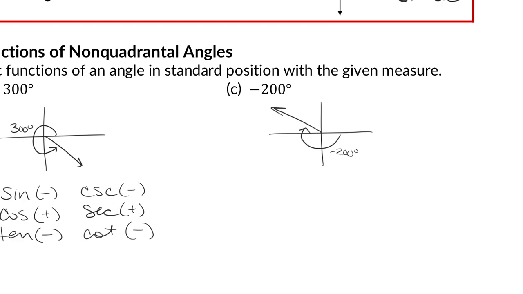In which case, what are the only two trig functions that are positive? Sine and cosecant. Yeah, still working on pronouncing them, I get it. Cosecant.